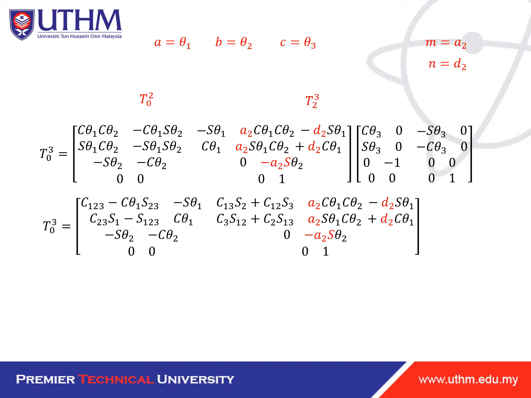We want to find the T03, so we need to multiply T02 with T23. So here is 0, 3. So we will have it like this. So this is T02 here and T23 here. So we do the multiplication and we get this answer here.